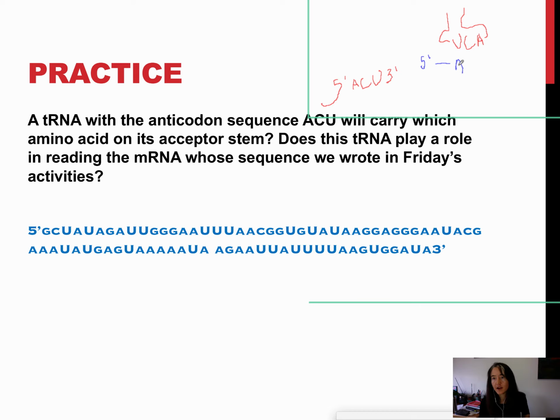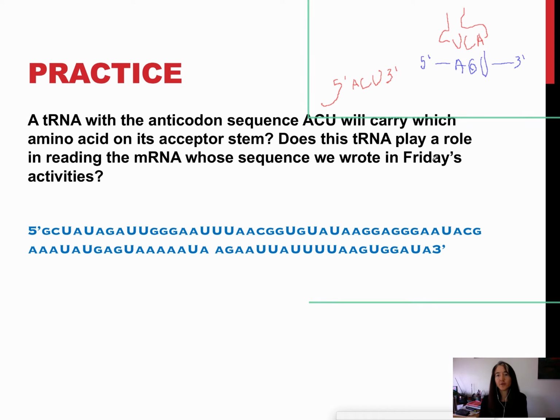and then C will pair with G. And then finally, A would pair with U. So AGU would be our codon on the mRNA. So that nice anti-parallel orientation of the anticodon and the codon.